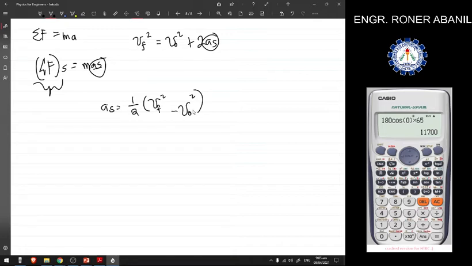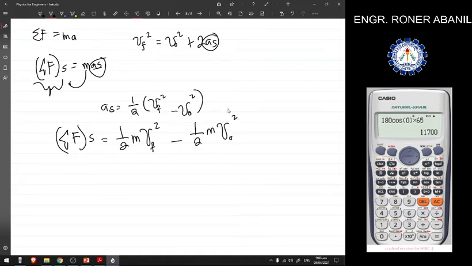So, when we substitute this into the summation of F times S, it equals mass times that. The M comes down. Or we can just bring everything in. So, what comes out is the summation of F multiplied by S is equal to 1 half m final velocity squared minus 1 half m initial velocity squared. So this expression is the work energy theorem.